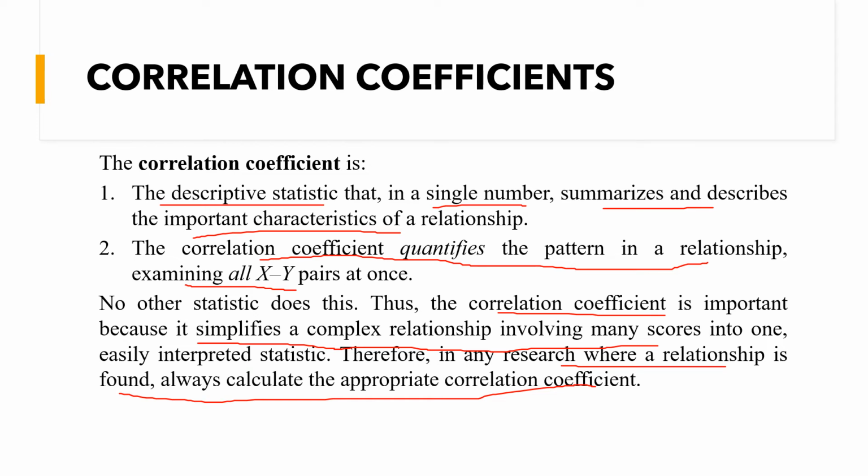So correlation is the relationship between two variables, but the correlation coefficient is the value where we convert these pairs, the relationship pattern, into a number.